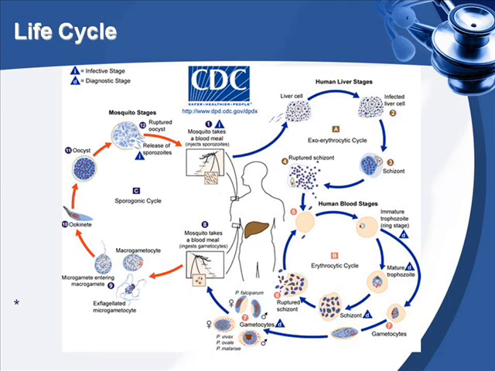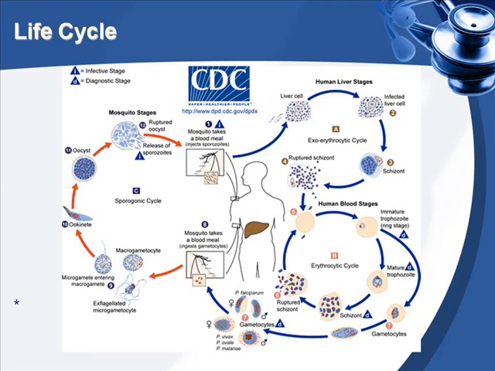The microgametocytes and macrogametocytes are ingested by an Anopheles mosquito during a blood meal. The parasite's multiplication in the mosquito is known as the sporogonic cycle. While in the mosquito's stomach, the microgametes penetrate the macrogametes, generating zygotes.